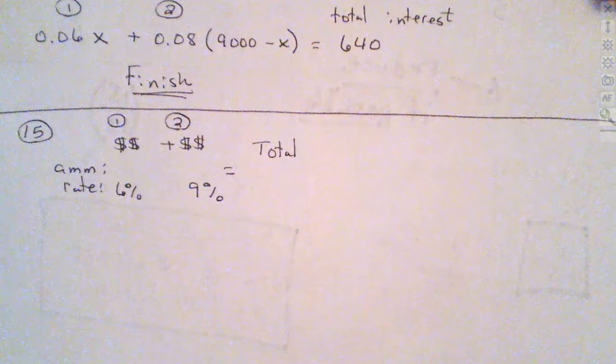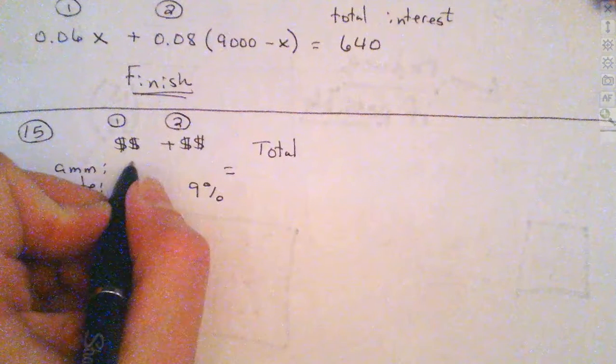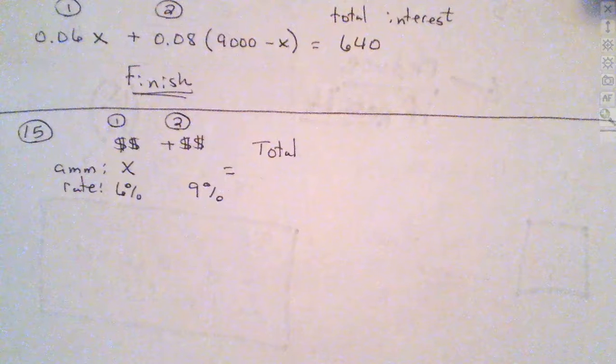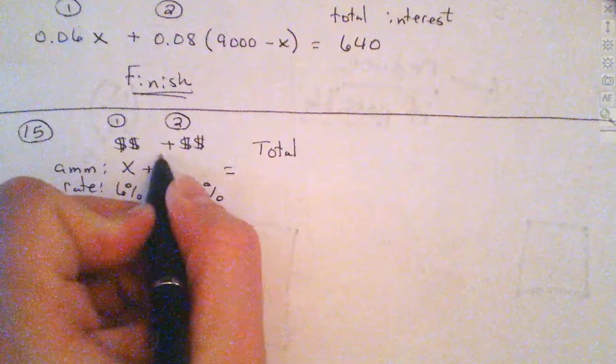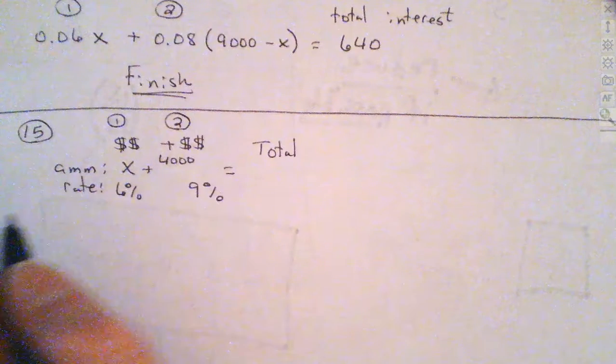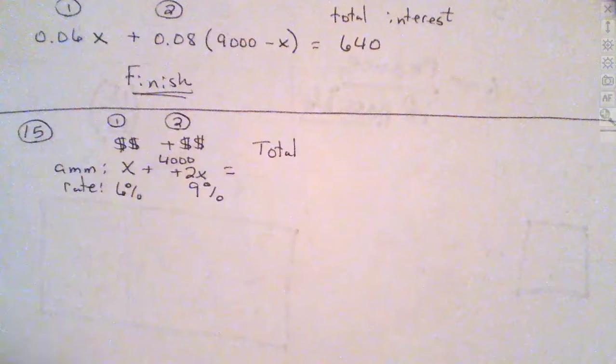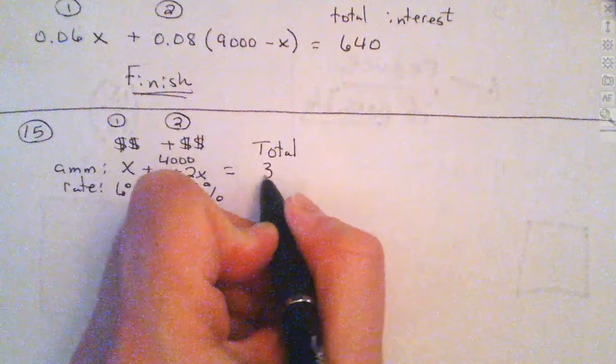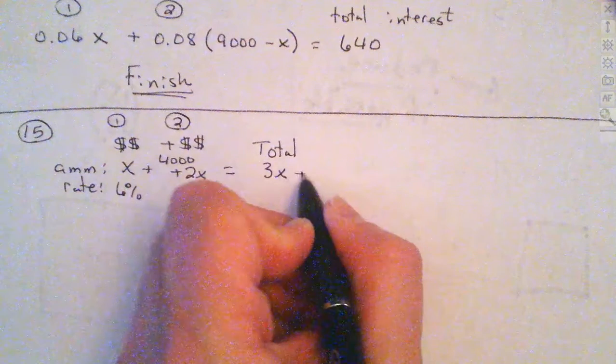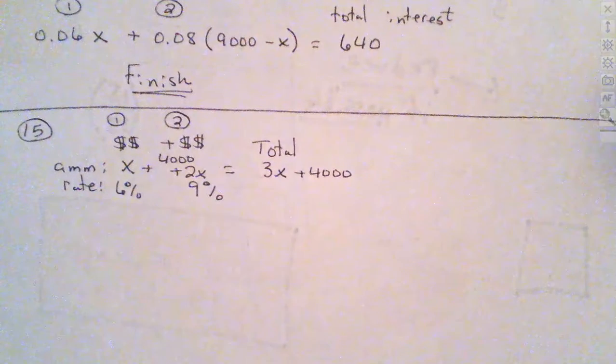What about the 6%? Well, if we read our question, it said Roberto invested some money at 6%. So we don't know how much is in there, so we're going to use an X. What about the 9%? Well, it says 4,000 more than twice this amount. So 4,000 more than twice that amount would be 4,000 plus 2x for twice the amount. And if we add these across, then we get 3x plus 4,000 for our total.